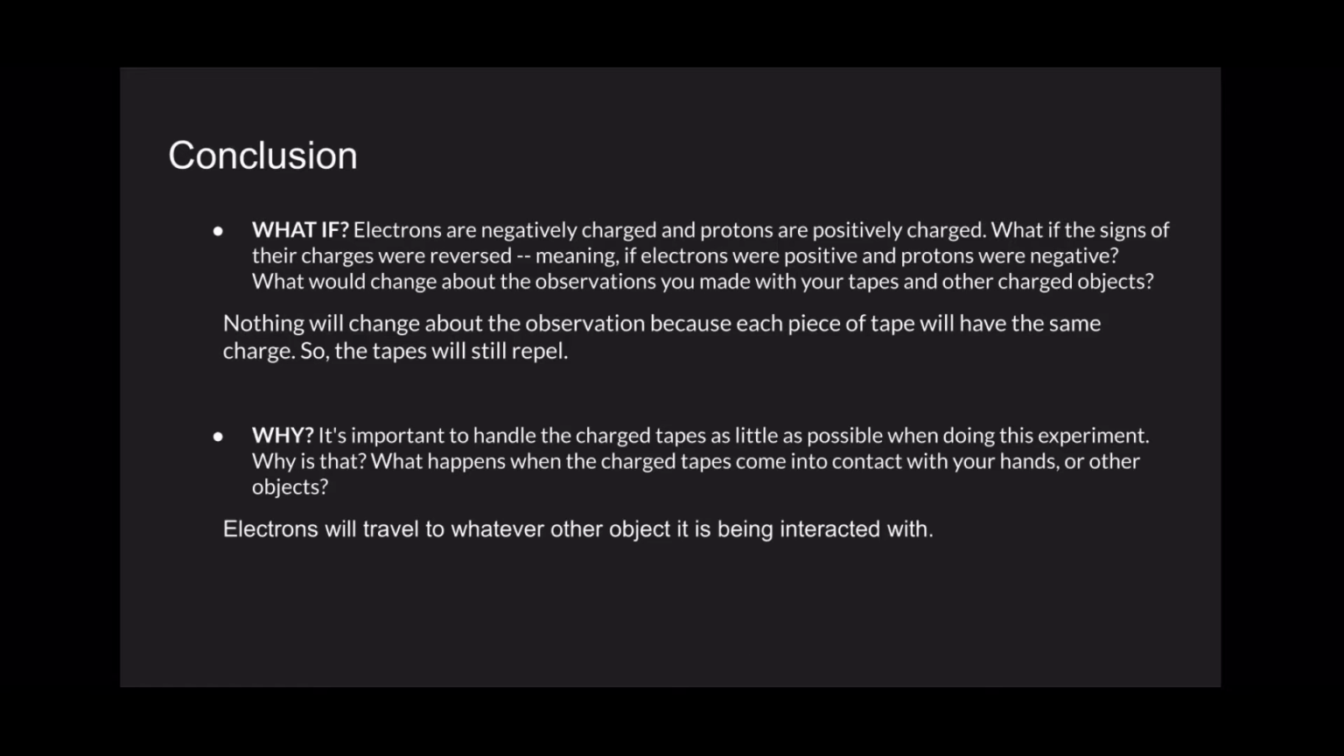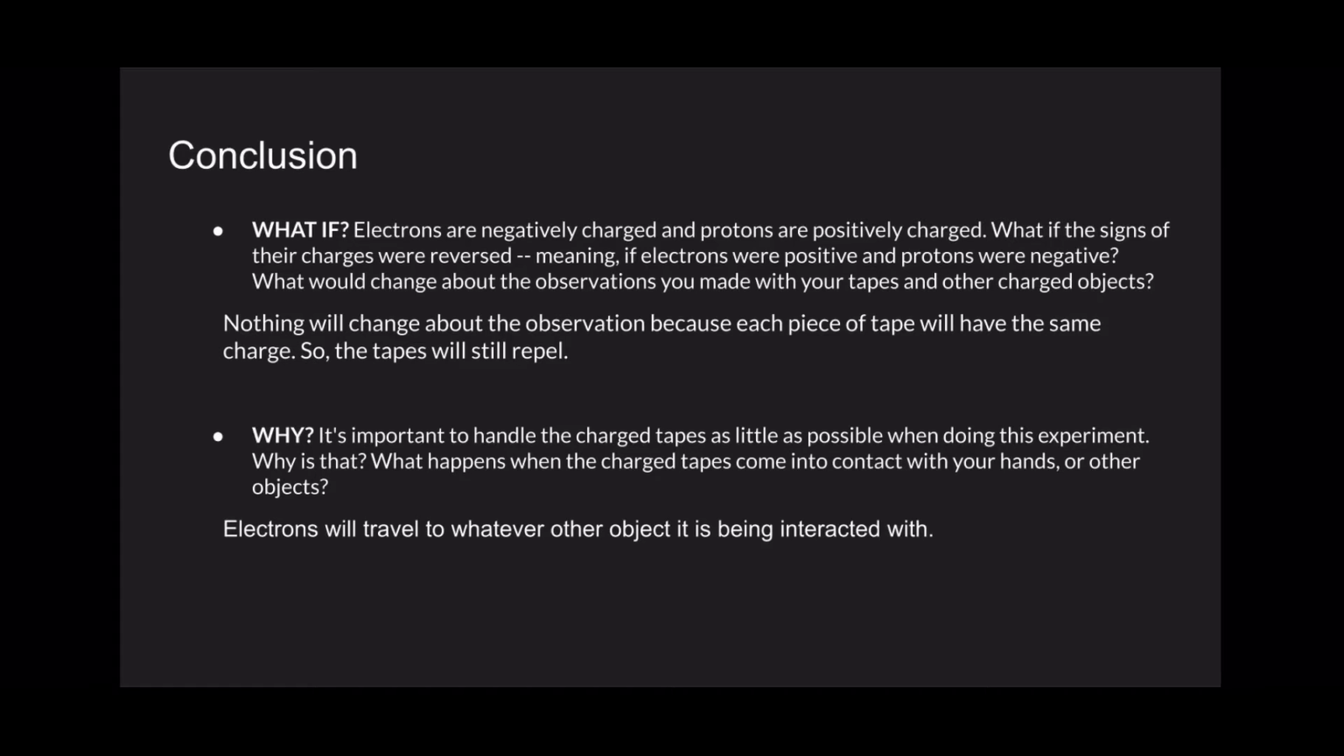So, what if the electrons are positively charged and protons are negatively charged? Meaning, what if the signs of their charges were reversed? What would change about the observations you made with your tapes and other charged objects? In this case, nothing will change about the observation because each piece of tape will have the same charge. So, the tapes will still repel.